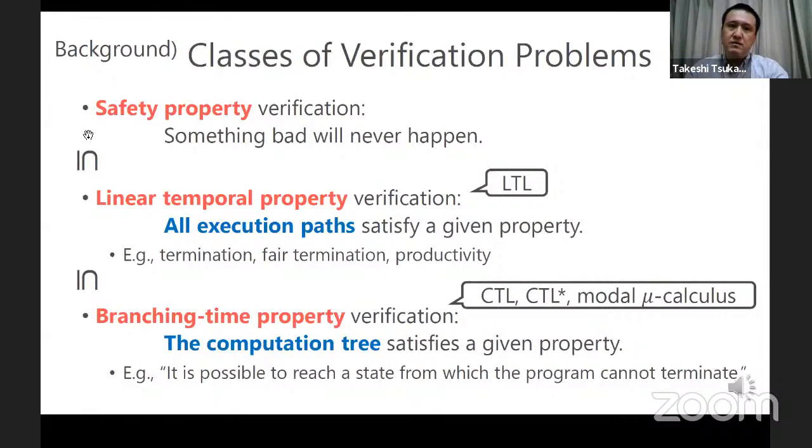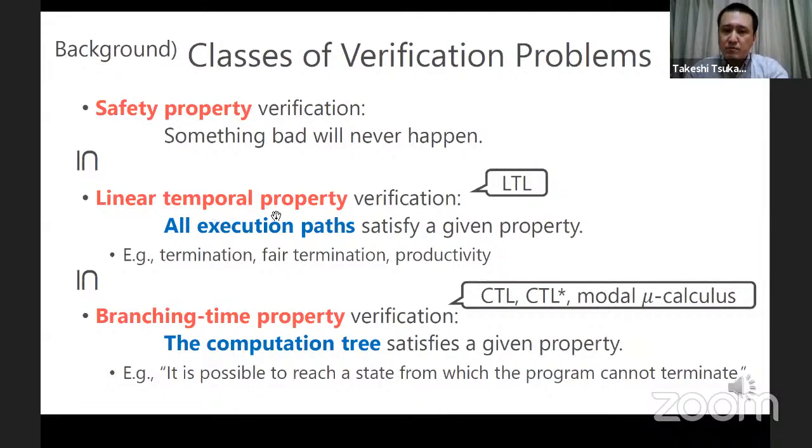And recently, the approach based on CHC solving, the constraint Horn clause satisfiability problem, is widely used. And this use of CHC is justified by the fact that the CHC satisfiability problem is as hard as the verification problem.